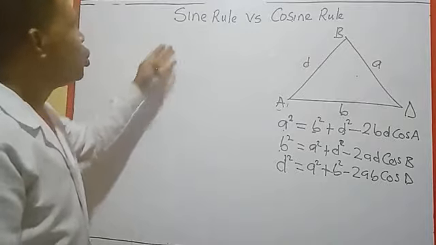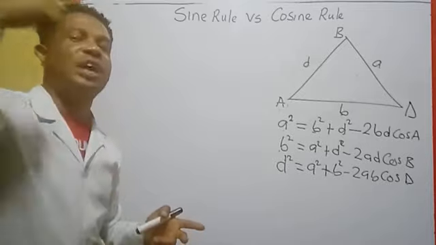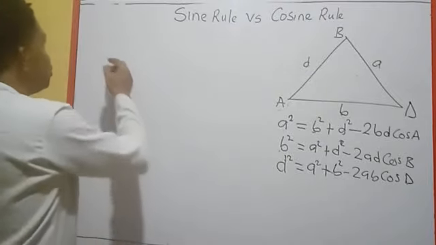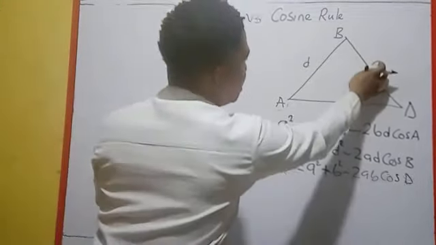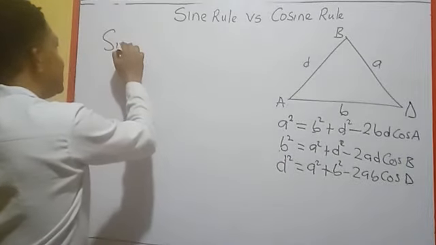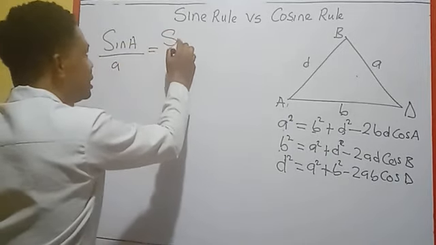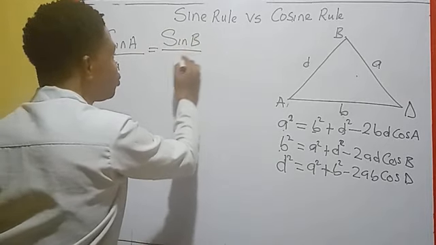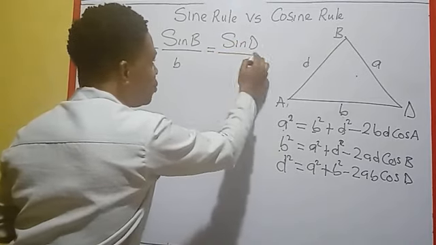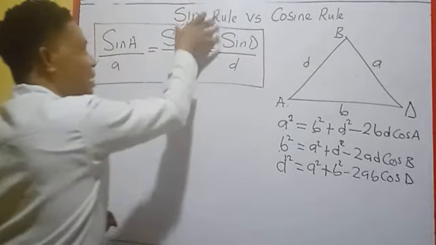But for sine rule, we use sine rule if two angles are known and one side is given and you are asked to find the other side. For example, for sine rule, we say sine A over small a is equal to sine B over small b is equal to sine D over small d. This formula is what we call the sine rule formula.